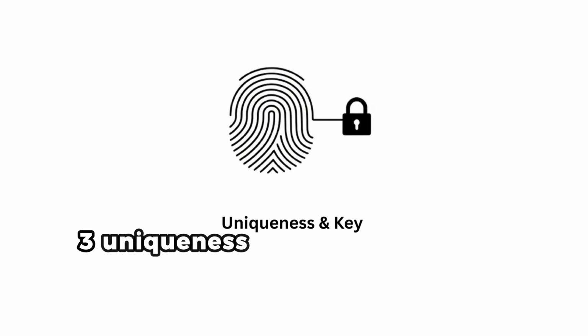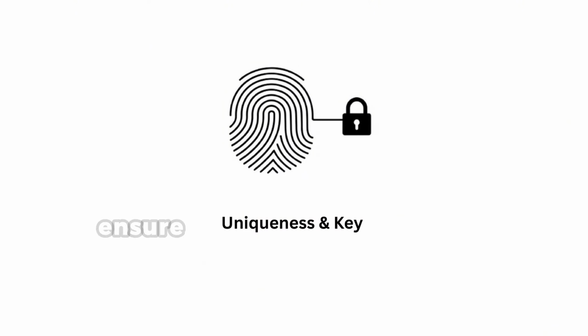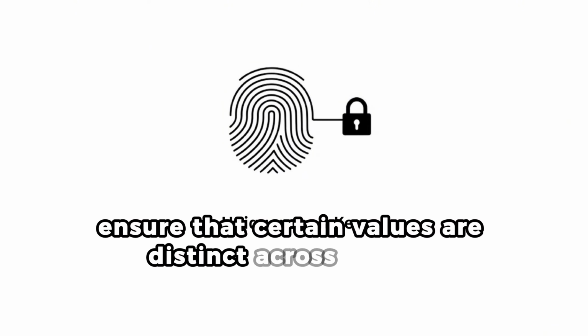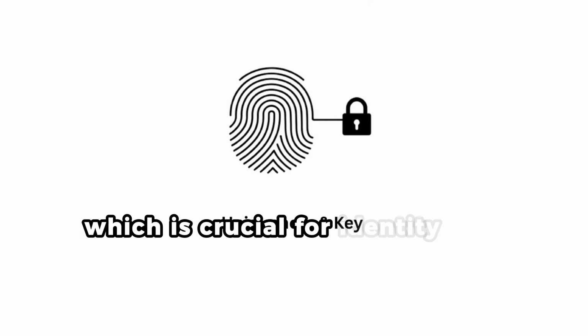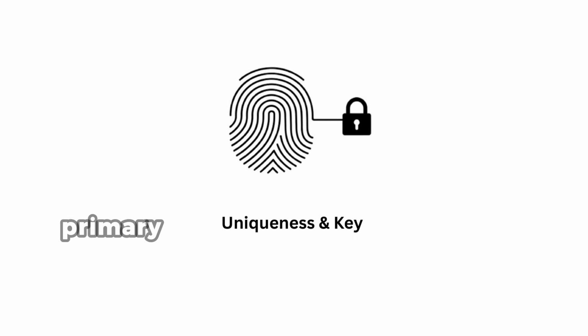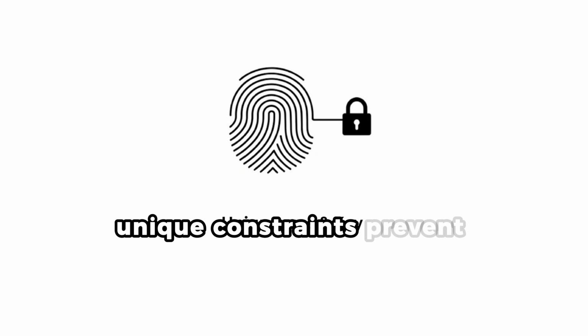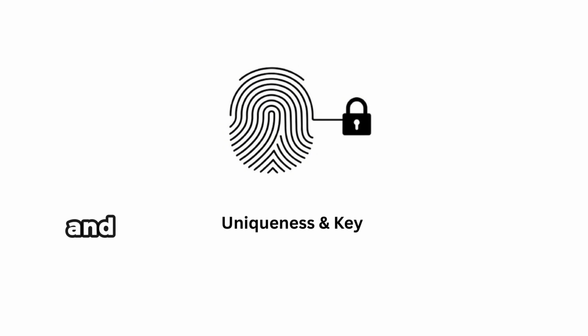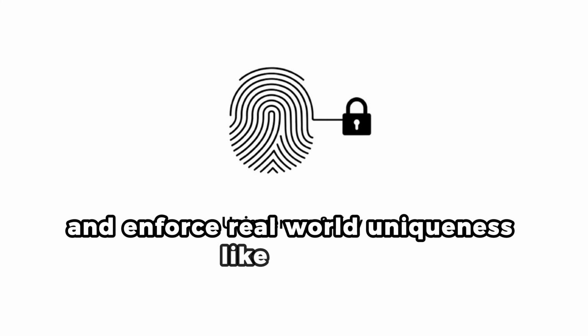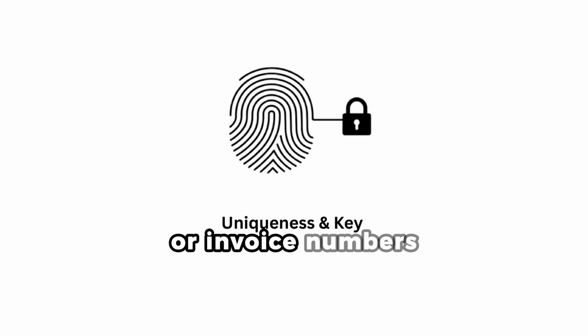Third, uniqueness and key constraints. Unique constraints and primary keys ensure that certain values are distinct across records, which is crucial for identity and deduplication. Primary keys give stable handles to entities. Unique constraints prevent duplicate business objects and enforce real-world uniqueness like tax IDs or invoice numbers.